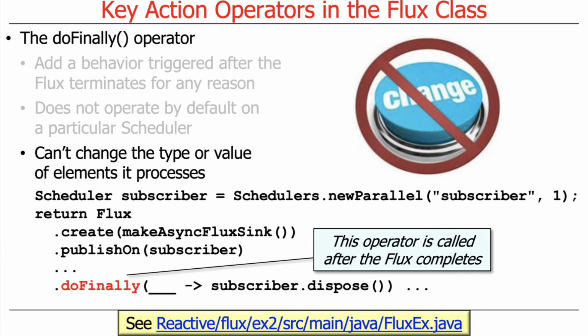So to address this, one simple way to deal with it, which we'll look at further when we talk about the case study shortly, is to use the doFinally action operator. And as you can see, what doFinally is going to do is have the subscriber.dispose method called to go ahead and dispose of the subscriber as a scheduler.